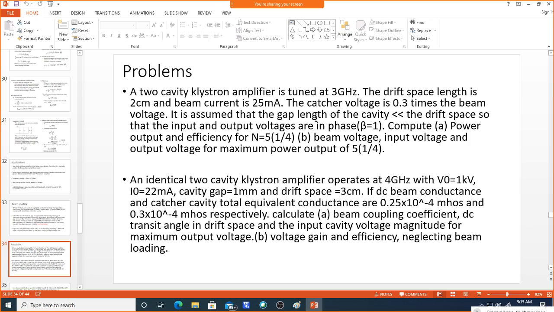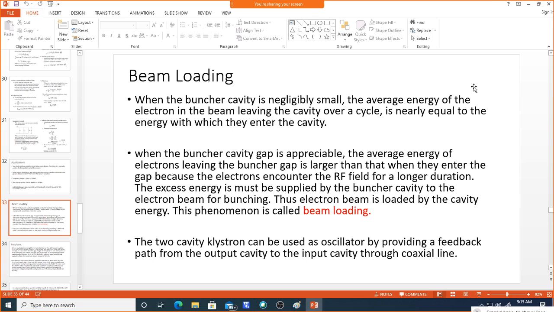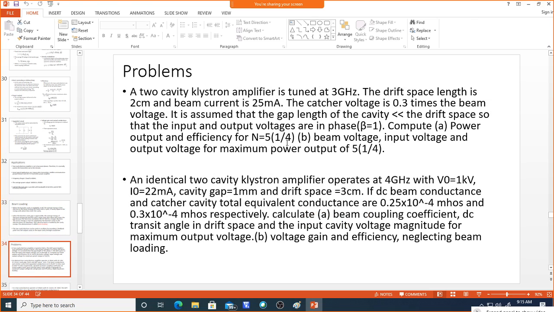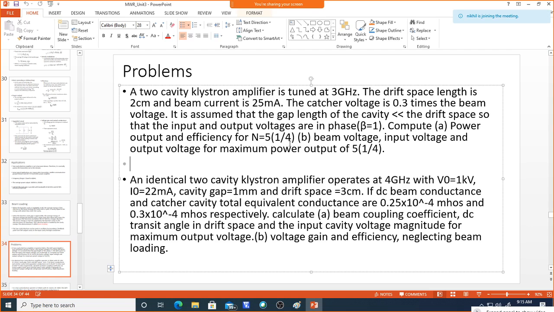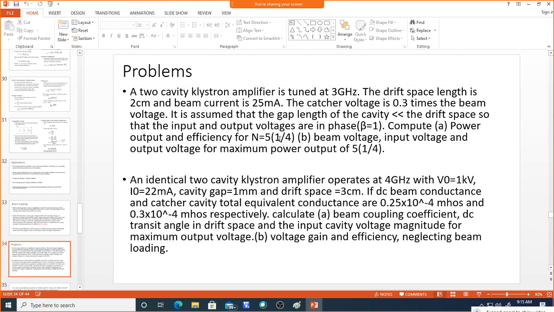We need to compute the power output and efficiency for n equal to 5 1/4. Since we define the transit time as 1/4th of the RF cycle period, that's why it is 5 1/4. Don't confuse it with the earlier reflex klystron modes like 3/4th, 1 3/4th, 2 3/4th, which are generated in the reflex klystron. Here we have taken the transit time as 1/4th of the RF cycle period, so n equals 5 plus 1/4.